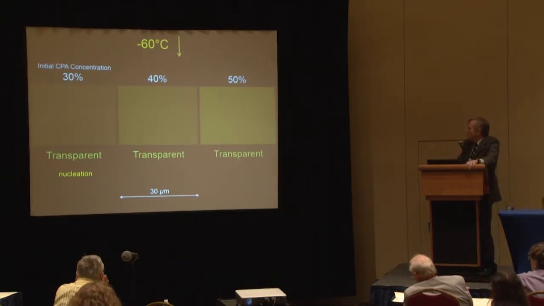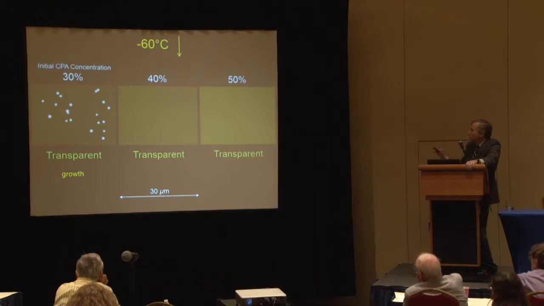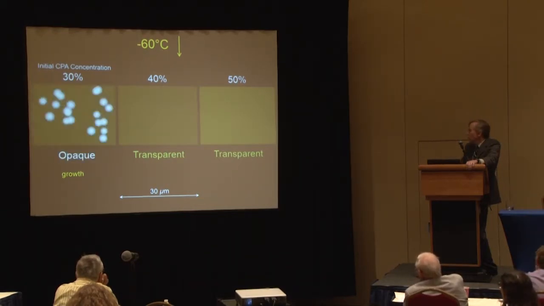First of all, as we go through minus 60 degrees Celsius, the low concentration of CPA has undergone early high temperature nucleation. The solution is still relatively non-viscous, so there's time for ice growth to occur as we continue cooling, and the solution on the left becomes opaque. So basically, this is an unvitrifiable concentration off to the far left white side of the phase diagram.